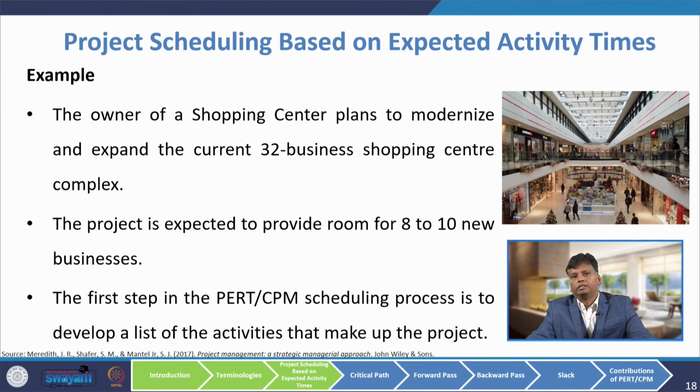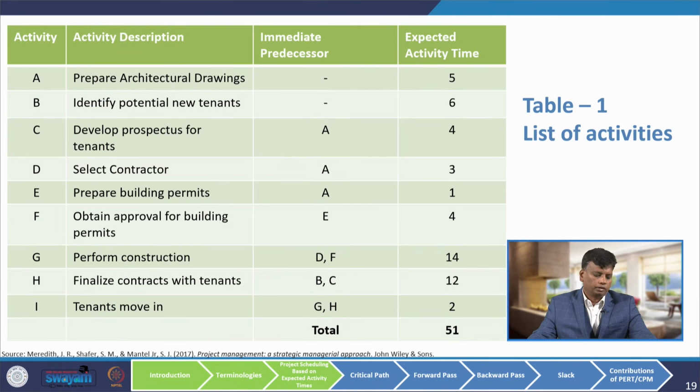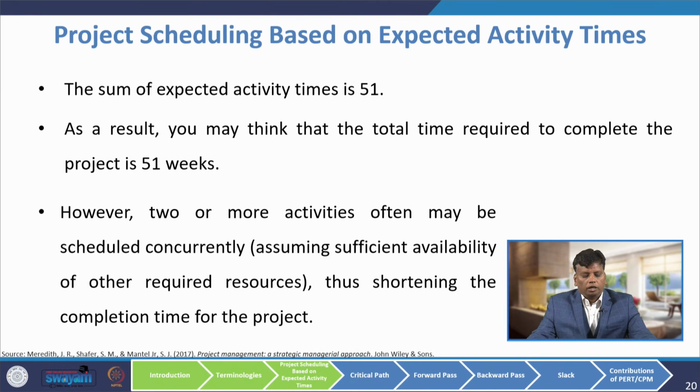The sample problem is: an owner of a shopping center plans to modernize and expand the current 32 business shopping center complex. The project is expected to provide room for 8 to 10 new businesses. The first step in the PERT CPM scheduling process is to develop a list of activities that make up the project. These are the list of activities. We have activities A, B, C, D, E; the activity description is given, the immediate predecessor is given, and the expected activity duration is also given. The sum of the expected activity durations is 51.